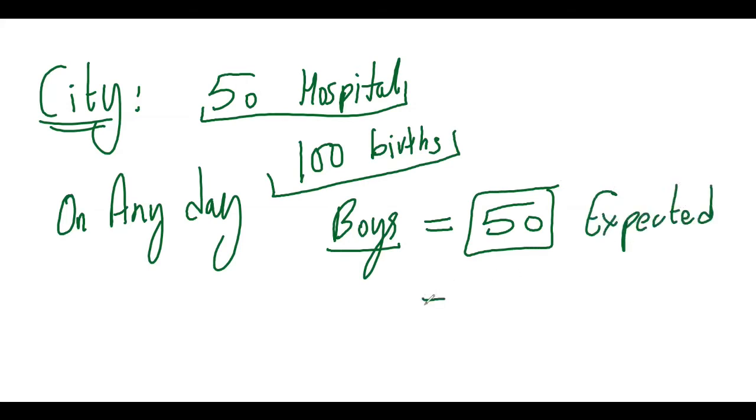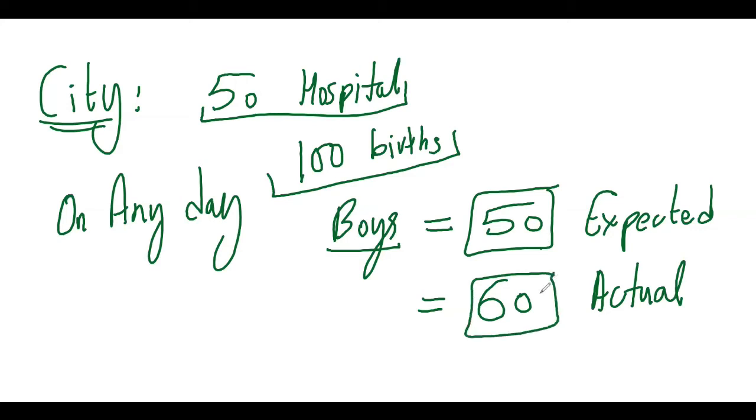Now suppose the actual number of boys is 60. This is the actual, right? Now you can say that because the actual is more than expected, it means there is some problem going on in the hospitals. So in this way, we can conclude that there is some association between the number of births and the hospitals. So the comparison of actual and expected is giving you the clue whether there is an association or there is no association.